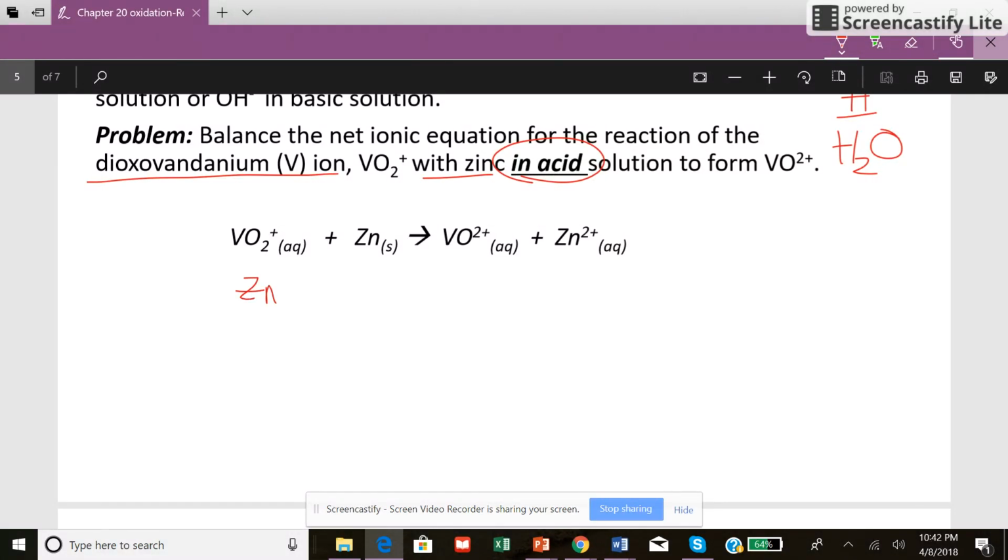We're going to start with something simple like zinc, and then zinc becomes Zn2 positive. Now you can see that the mass is balanced, but the charge is not. So you have to add 2 electrons on the right side so the charge is balanced. You can see the zinc's oxidation number increases from 0 to 2 positive. So that means zinc is being oxidized, so it is a reducing agent.